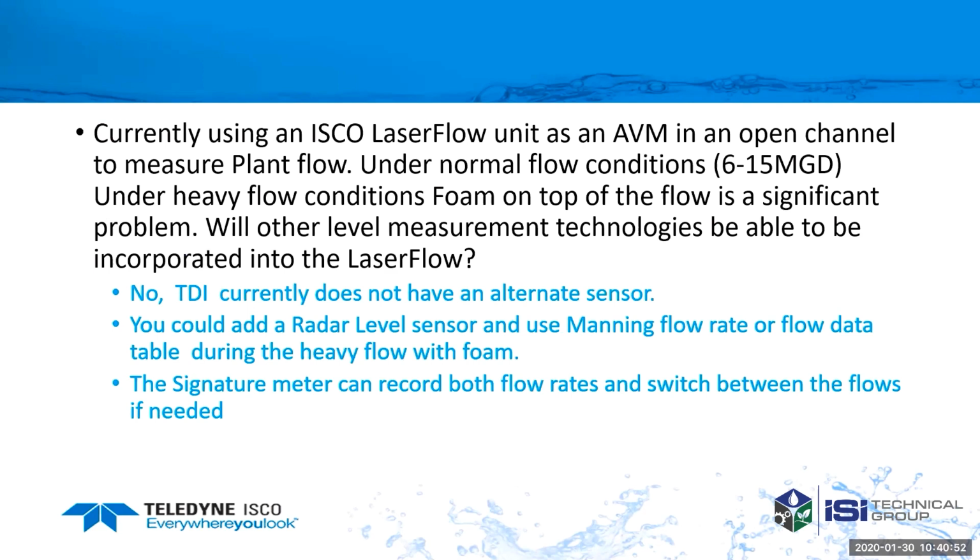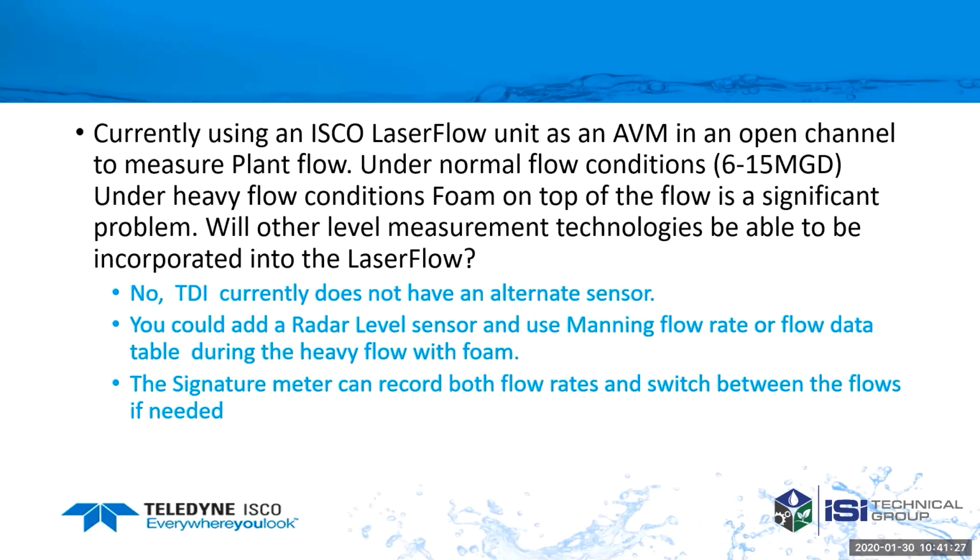Next question is, a customer that's currently using the laser flow area velocity flow meter under normal flow conditions. They get 6 to 15 MGD. Under heavy flow conditions, they are developing foam on top of the water, which could create problems, because the laser flow sensor uses the ultrasonic sensor for level, and if it cannot penetrate the foam, it's going to go into error. So an option for that is that you could use the bubbler again, or use a radar level sensor.